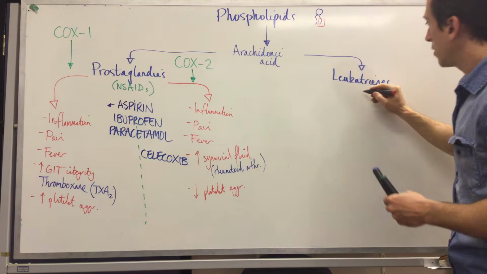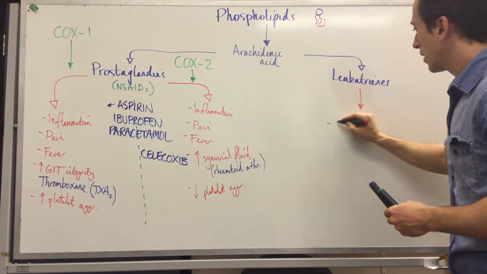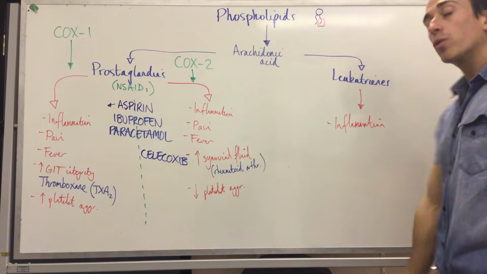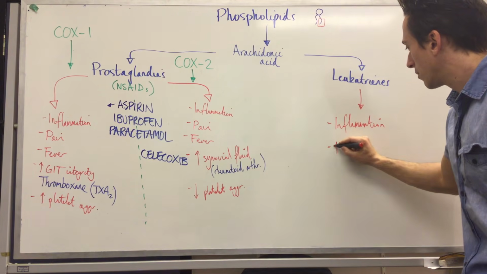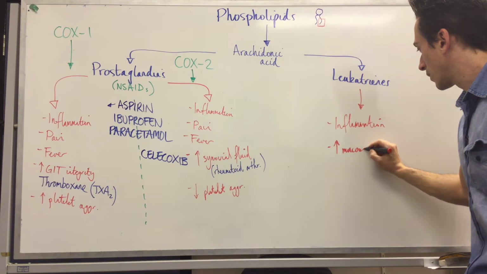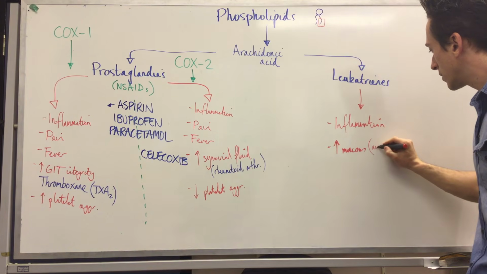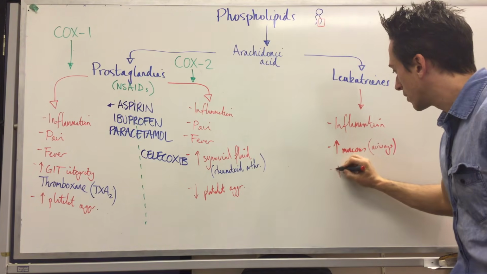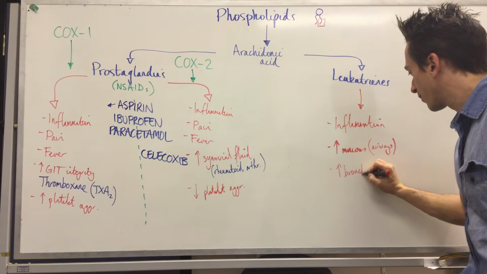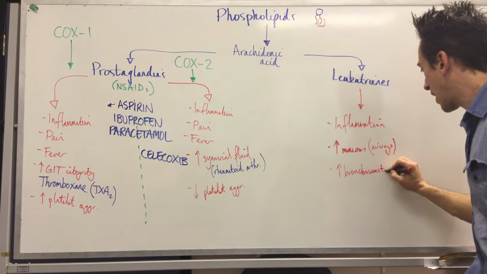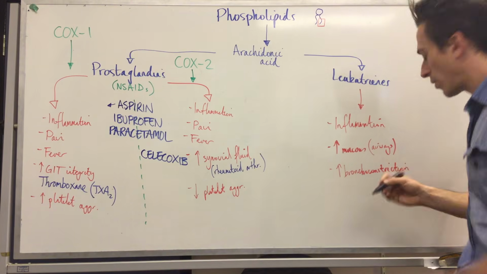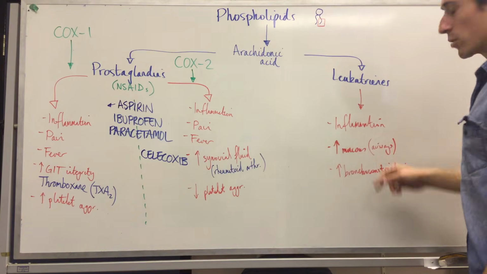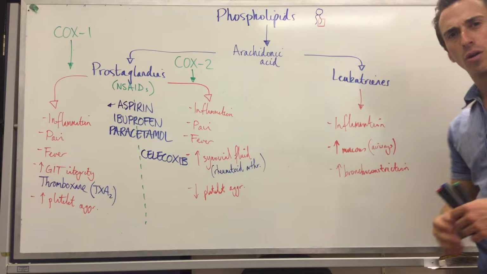So again, I can write down inflammation for one of the roles of leukotrienes, because we knew that. But leukotrienes also increase mucus secretion, specifically in the airways, or I should say more so in the airways, and increases bronchoconstriction. Now I want you to have a look at these three major effects of leukotrienes. Leukotrienes promotes inflammation, increases mucus production more so in the airways, and increases bronchoconstriction.